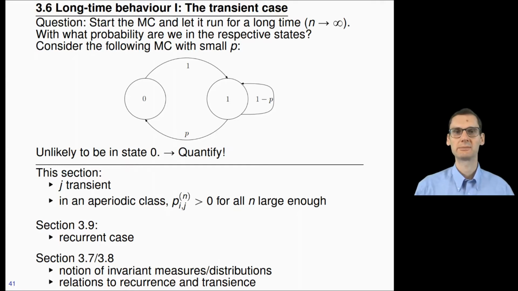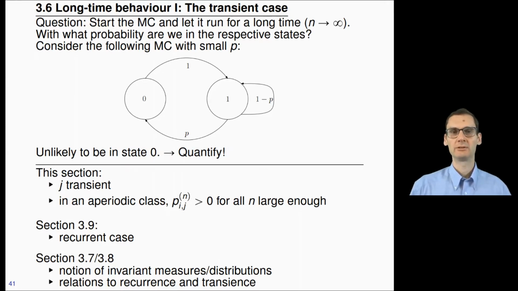So here there's a tiny example on this page. You see this Markov chain consisting of two states, 0 and 1. And imagine p is very small. So with a very small probability, you leave the state 1 and then you immediately return to state 1.